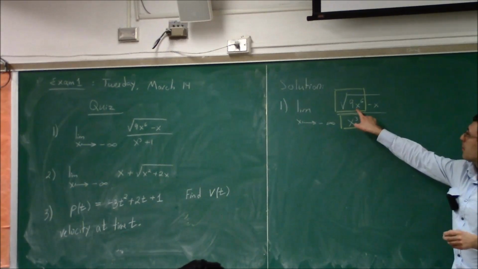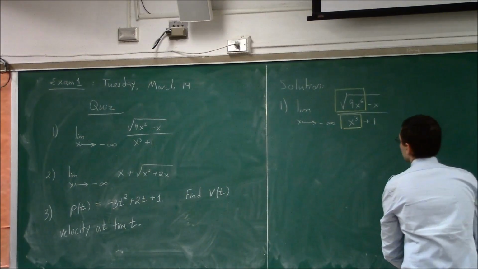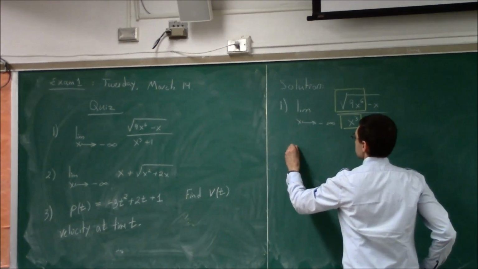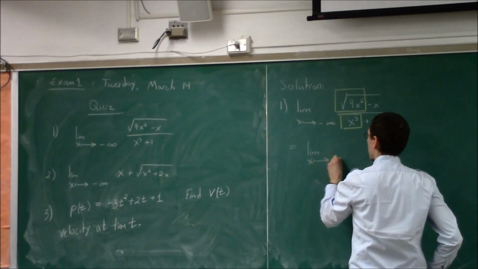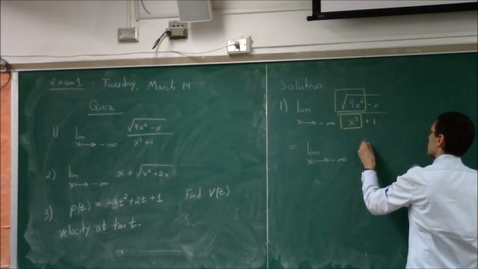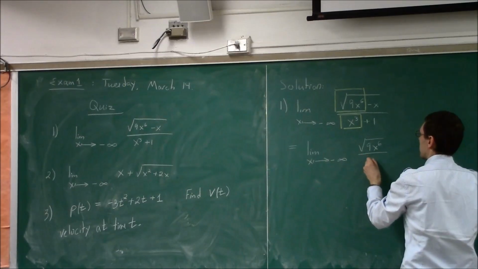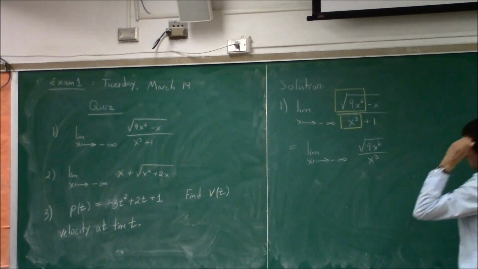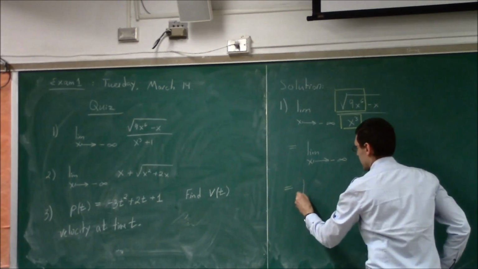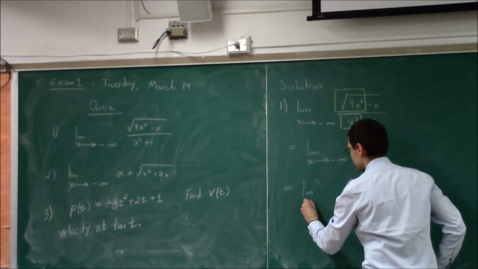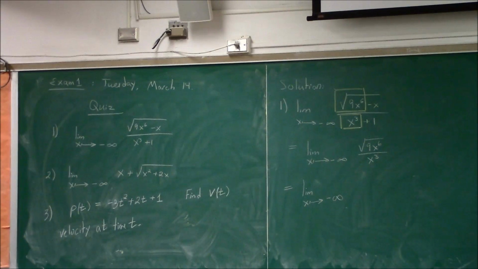So I will box the leading terms. In this case, this limit ends up being the same as the limit where x goes to minus infinity of the root of 9x to the power of 6 divided by x cubed. What is that? And here we have to be really careful. What is the root of 9x to the 6th power?